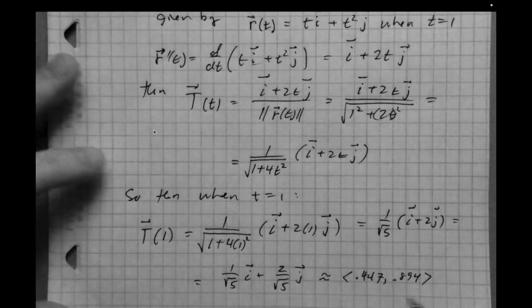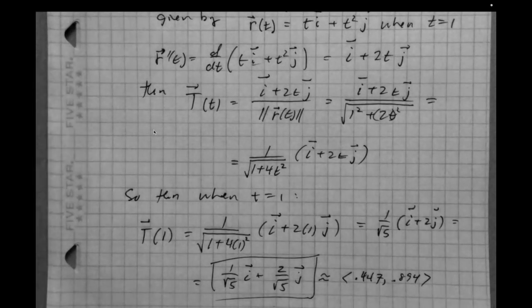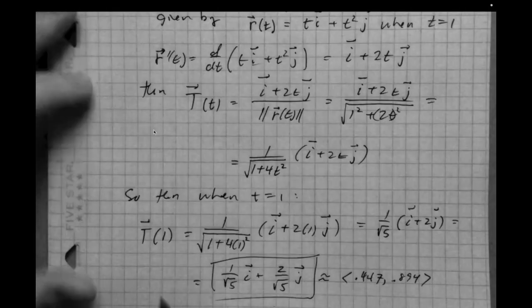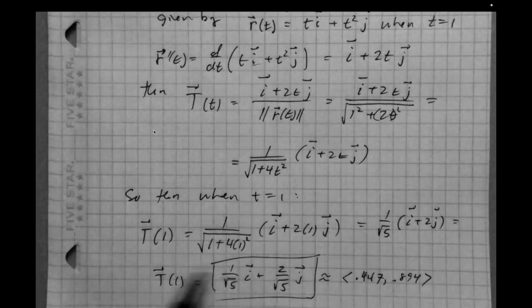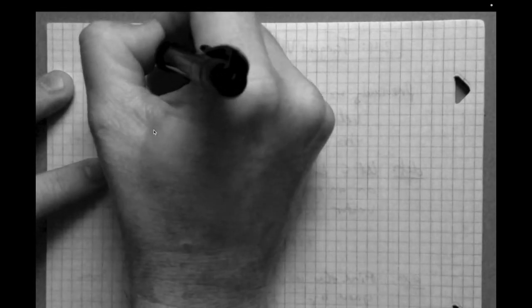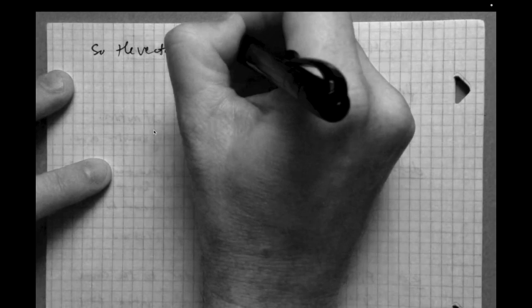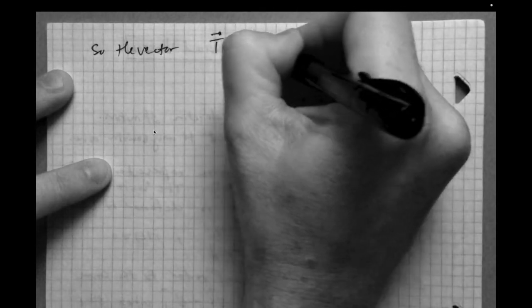So this is the unit tangent vector when t is equal to 1. This is T of 1. So what is this vector specifically? Well, this is a unit vector that points in the direction of the curve that was given at t equals 1. Let's write that down, because how we interpret these things is kind of like everything here. Let's rewrite this here.